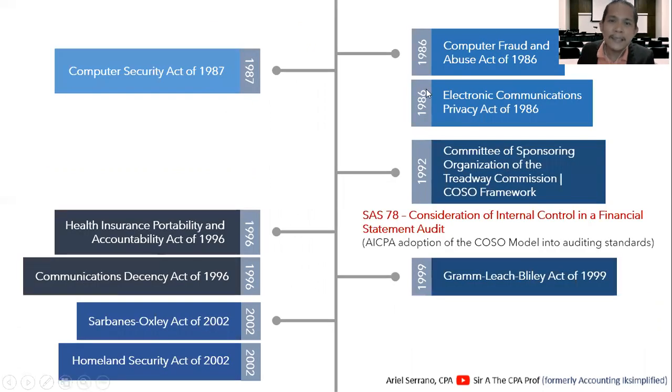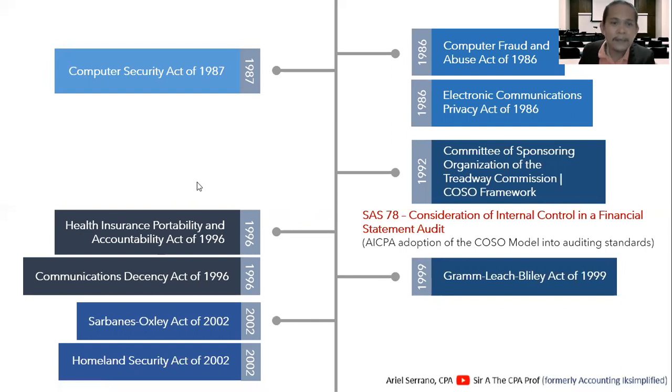Now, noong 1986, okay, naipatupad naman yung Computer Fraud and Abuse Act. The same year, nagkaroon ng Electronic Communications Privacy Act. Okay, and then the following year, noong 1987, meron Computer Security Act. Okay, then 5 years after, dito na pumasok yung COSO. The Committee of Sponsoring Organizations of the Treadway Commission or simply yung COSO ay in-establish nila yung COSO framework na naging daan naman for the adoption by the AICPA of the COSO model with the development of SAS 78 or the Statements on Auditing Standards 78, the consideration of internal control in a financial statement audit.